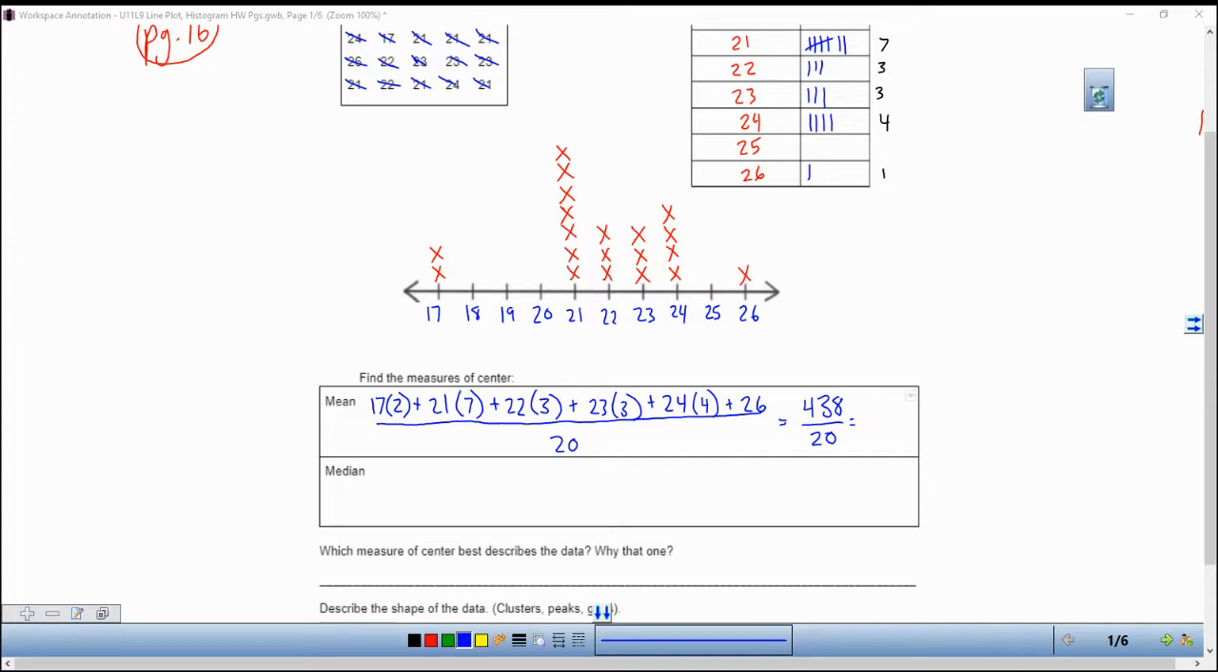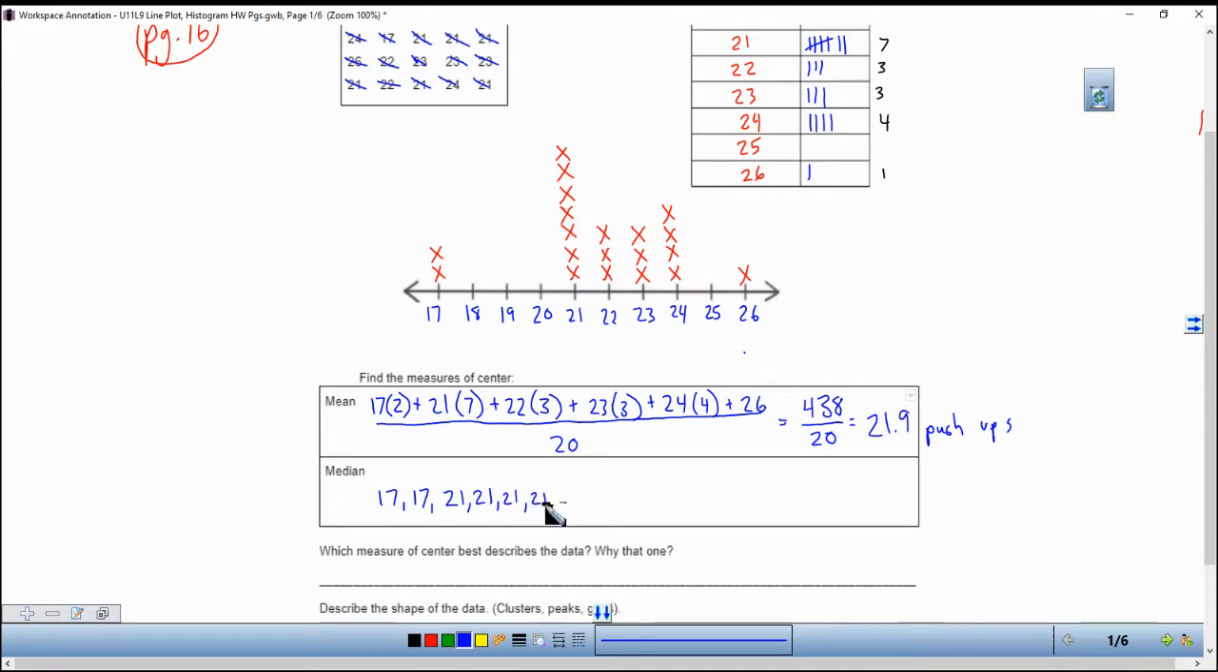All right, so we're going to divide that 438 by 20, and we get 21.9 push-ups. Okay, and now we're going to find the median. So what we'll do is we'll order these. 17, 17. We're going to put them all in order. I wish I wrote smaller. I'm going to start writing a little smaller.